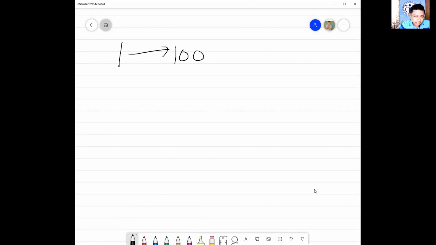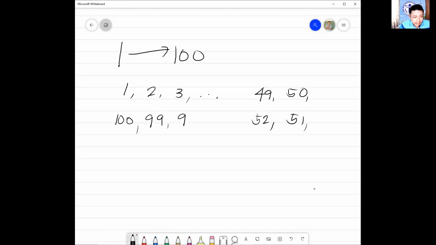I divided the numbers from 1 to 100. There are 50 if I divide it by 2, said the child. So that's 1, 2, 3, hanggang 49, 50 po. And then, the continuation po, I put it below. 51, 52, and then down to 100, 99, 98, etc. So dito po, teacher, there are 50 numbers po. Similarly, there are 50 numbers din po dito, sabi ng bata.